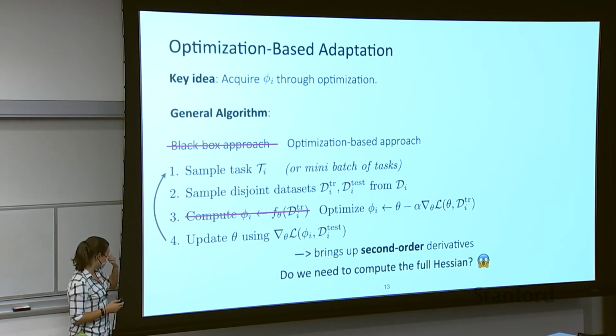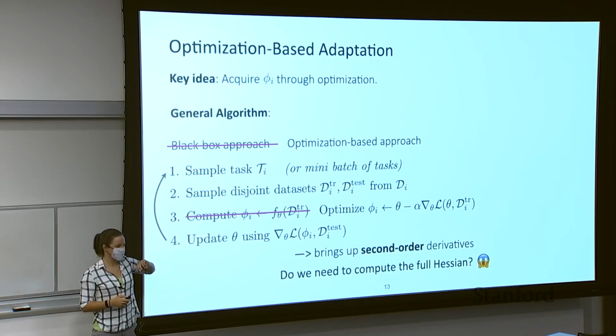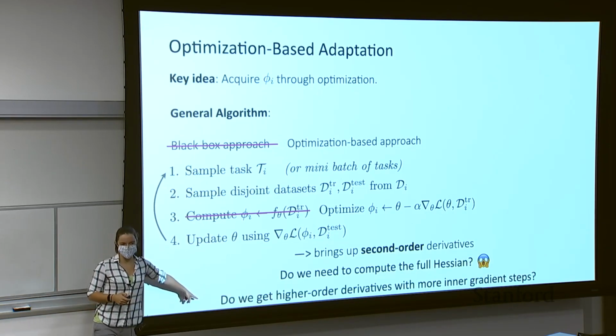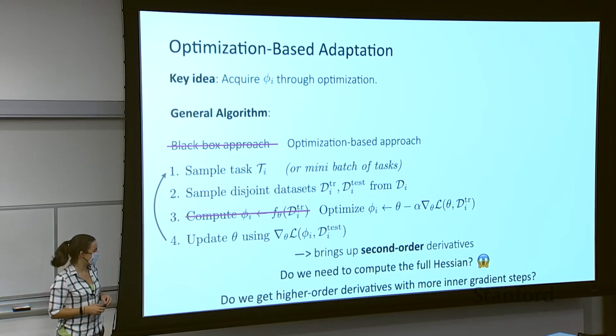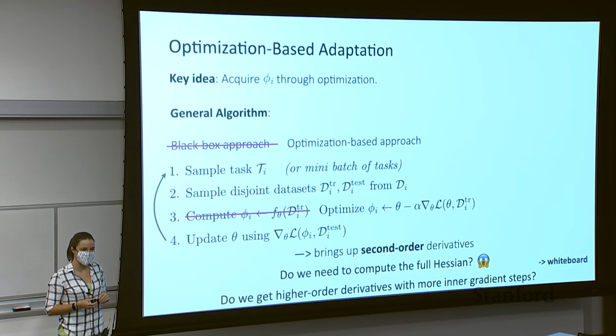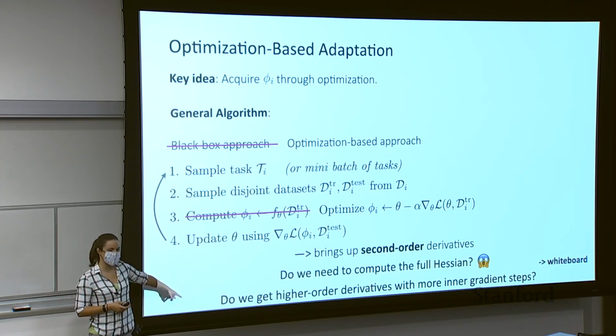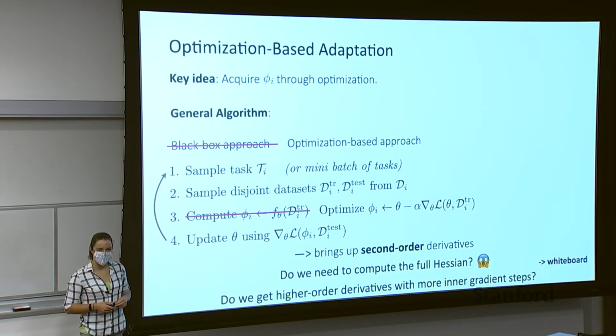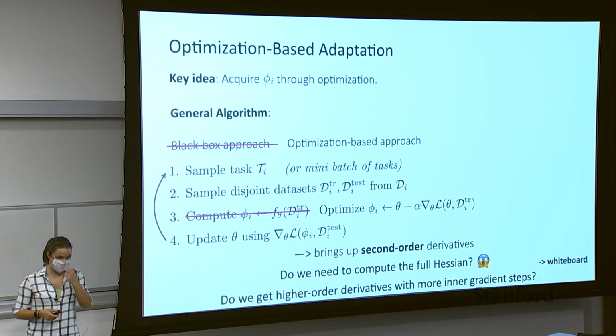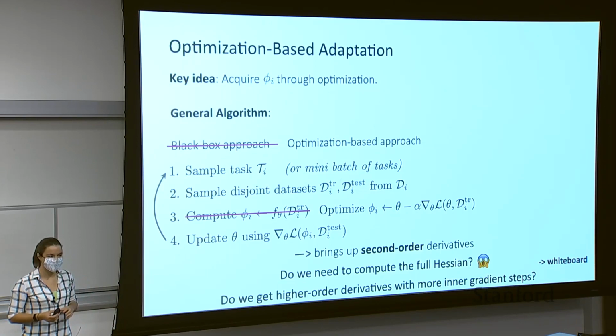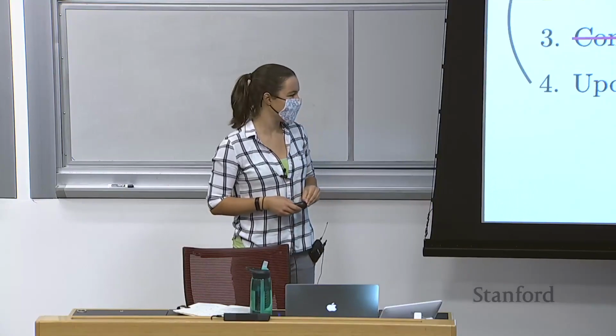Another thing that you might notice is, what if we run multiple gradient steps in the inner loop? Does that mean that we'll actually get higher order derivatives, like third order derivatives? I'll run through the answer to these questions on the whiteboard, but I'm curious if anyone has any initial thoughts on whether we need to compute the full Hessian or whether we need higher order derivatives. Any thoughts? Yeah? I think the answer to the second question is no.